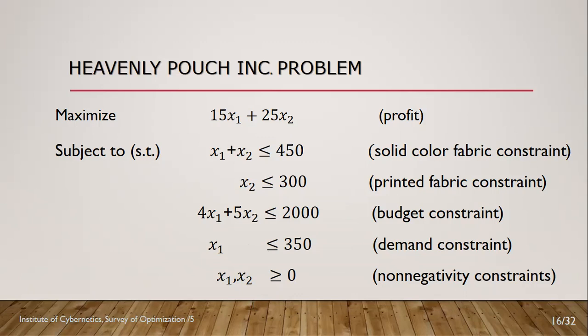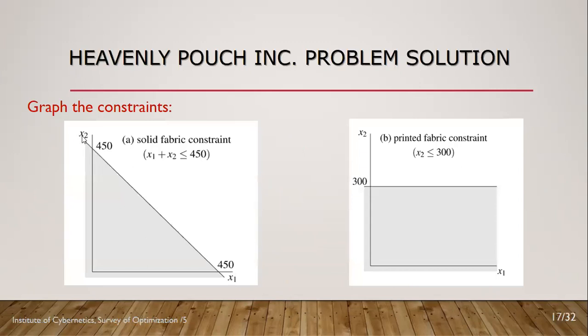Because there are only two variables, it is easy to do. And this is what we will do. We start by plotting the lines for every constraint. Let's see how we do it. For the solid fabric constraint, we plot the line x of 1 plus x of 2 equals 450. Here's the table.